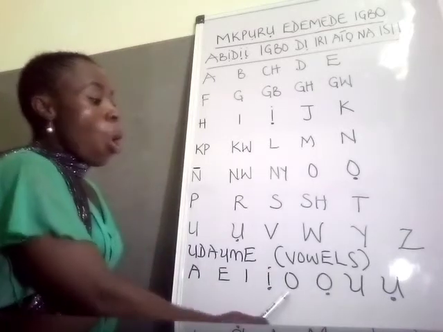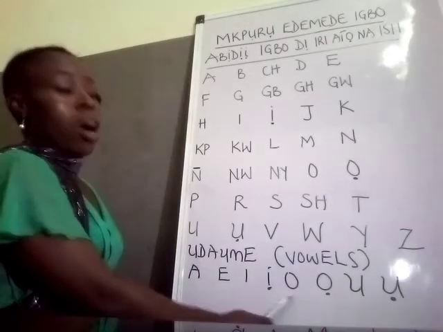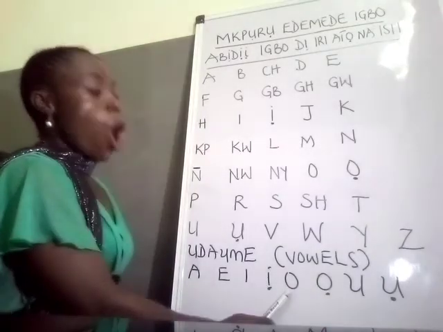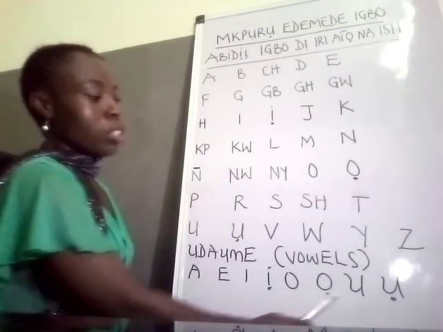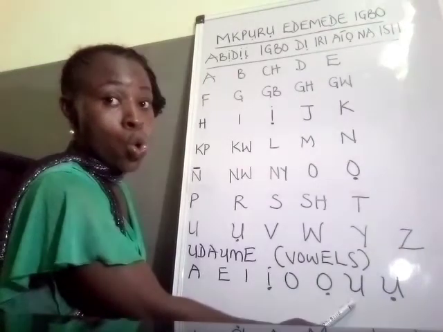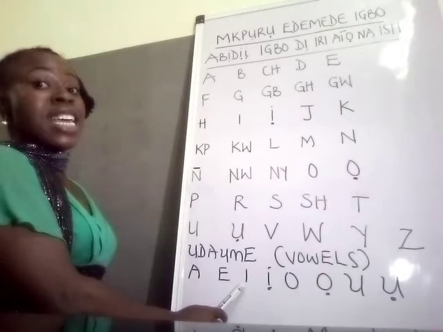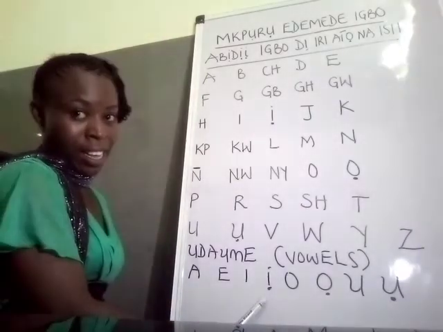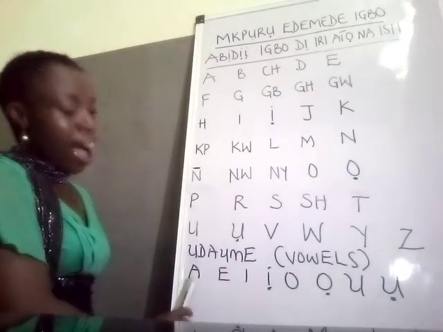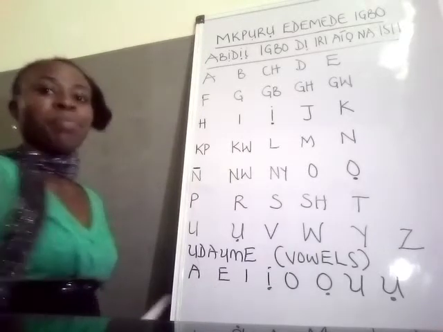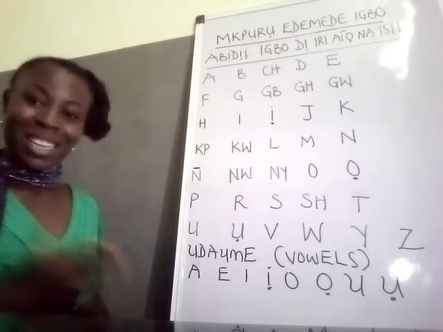This is O, and this is O. They are not the same. This is O. This is O. They are not the same. This one is E, and this is A. They are not the same. A, E.